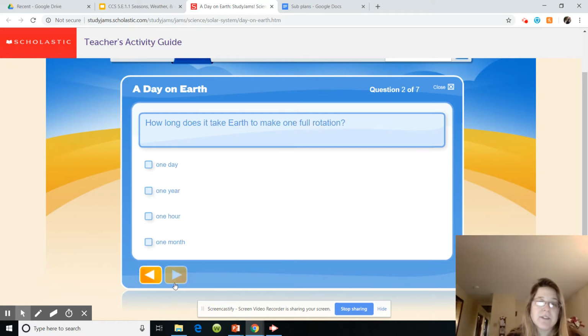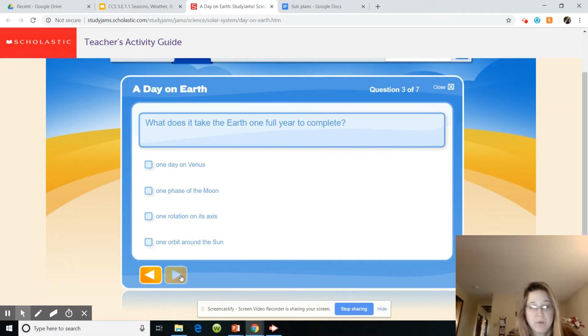How long does it take Earth to make one full rotation? Rotation, revolution, rotation. 1 day, 1 year, 1 hour, or 1 month? Rotation, not revolution. Take a moment. What does it take the Earth 1 full year to complete? 1 day on Venus, 1 phase of the moon, 1 rotation on its axis, or 1 orbit around the sun?